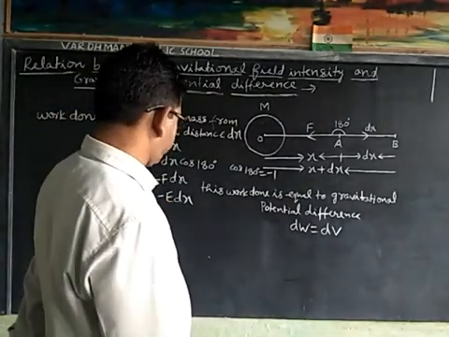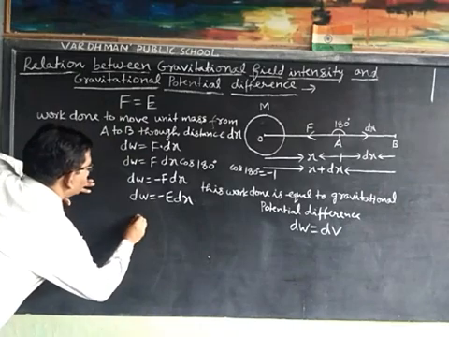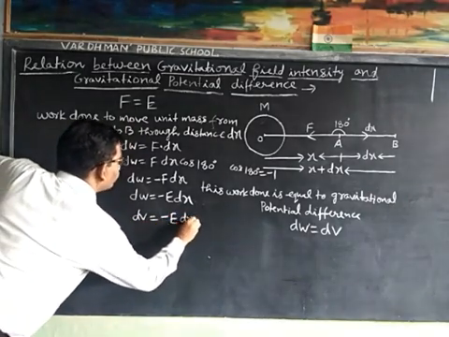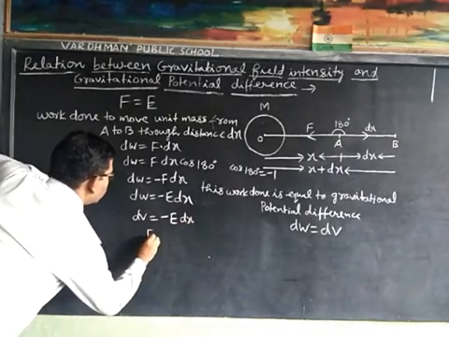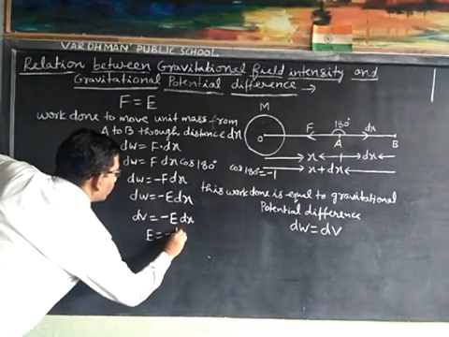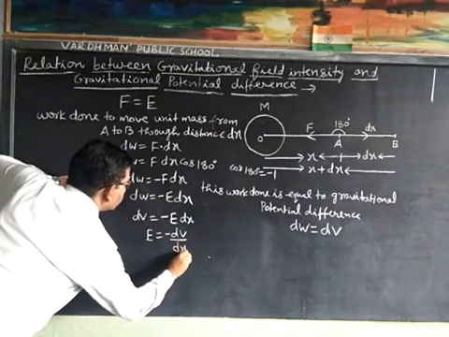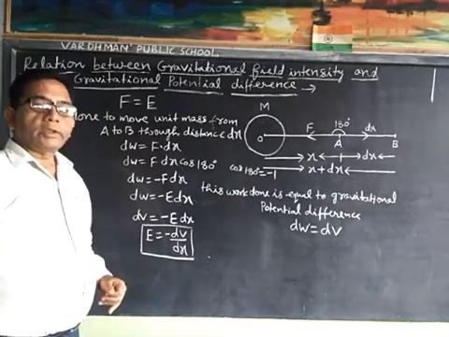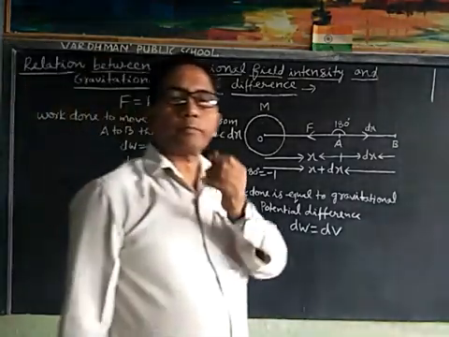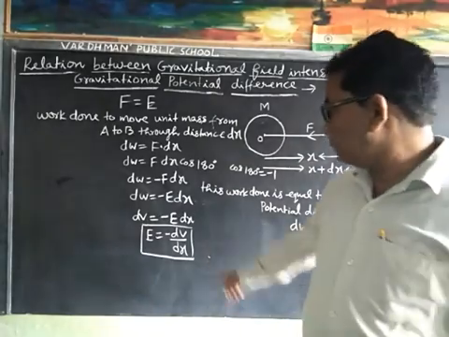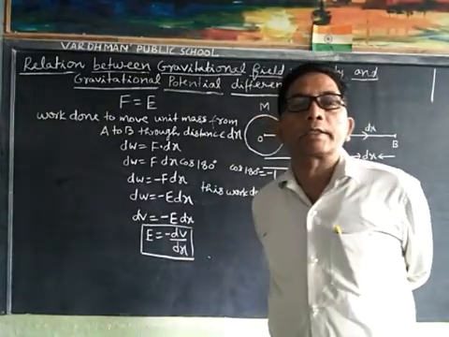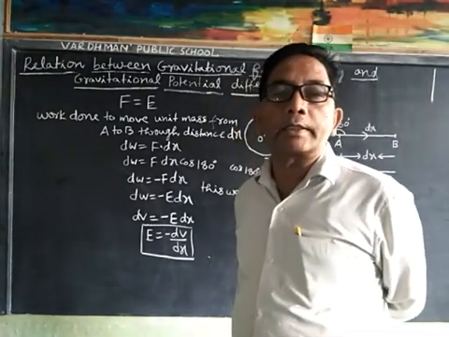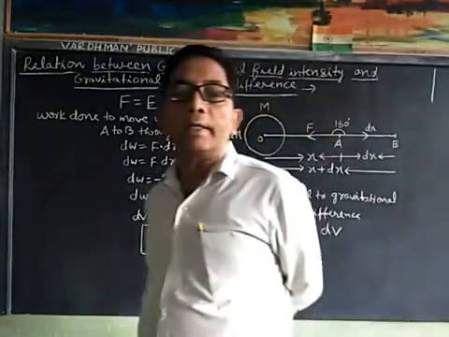Now we can write dV is equal to minus E dx, or E is equal to minus dV upon dx. What is dV upon dx? dV upon dx is called the gravitational potential gradient.